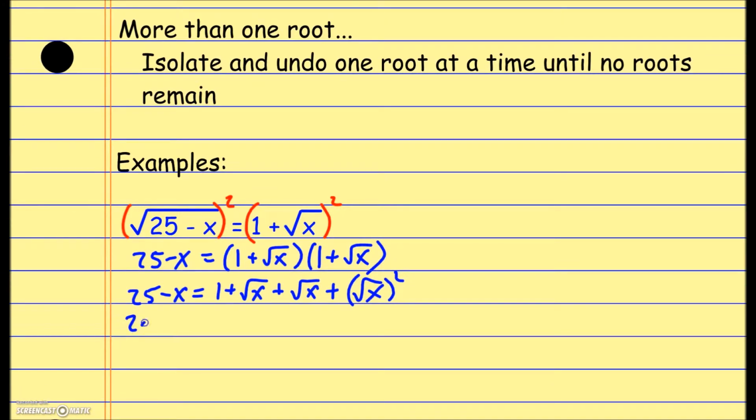So here's what I'm left with. I got 25 minus x. Over here I have the 1. Here this is a 1 root x and 1 root x. That's going to be a plus 2 root x. And then a plus x. Alright? Because the square and the square root cancel each other out.